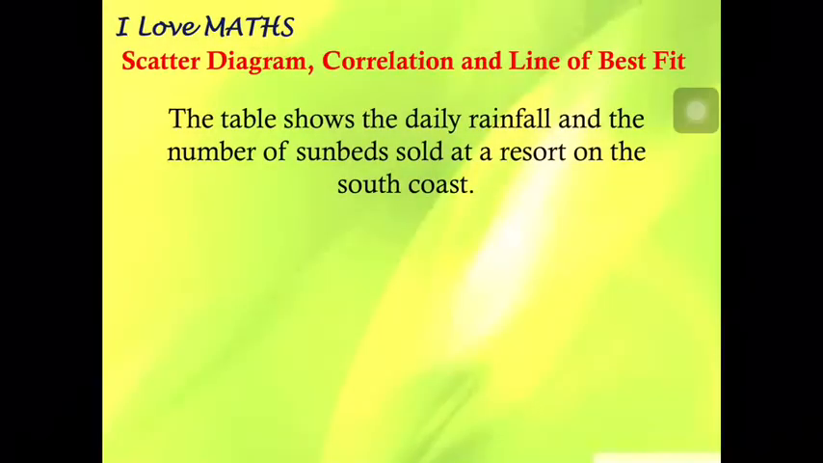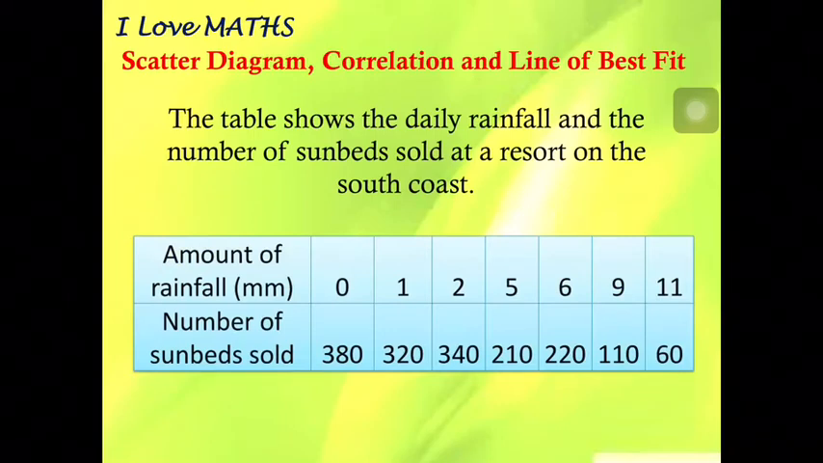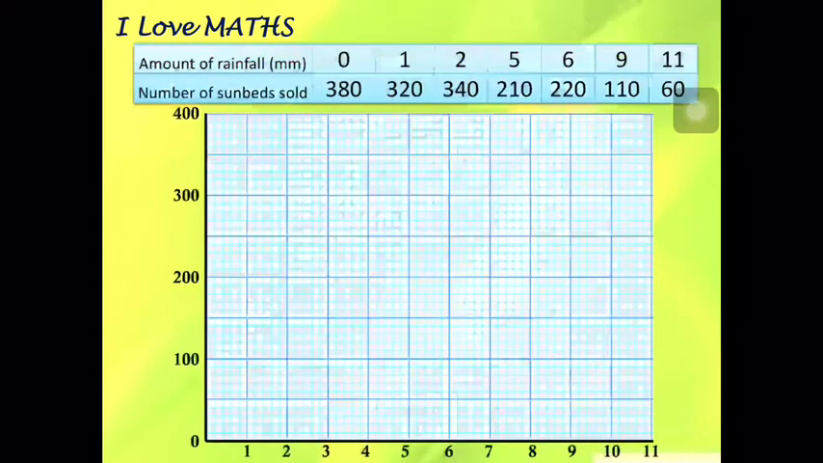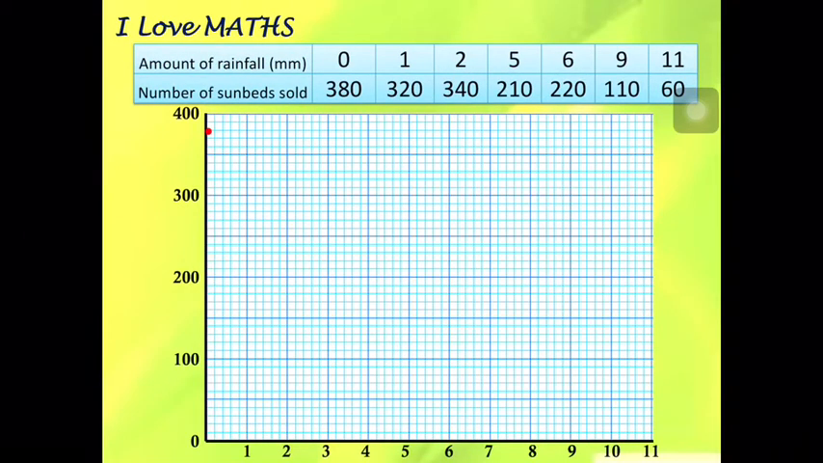Let's have an example. The table shows the daily rainfall and the number of sunbeds sold at a resort on the south coast. Let's draw a scatter diagram of the information. Let's have the amount of rainfall as the x-axis and the number of sunbeds sold as the y-axis. So the first point is (0, 380). The second point is (1, 320). The third point is (2, 340). The fourth point is (5, 210).